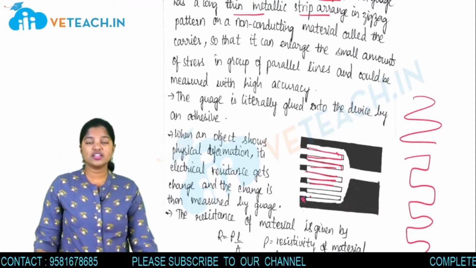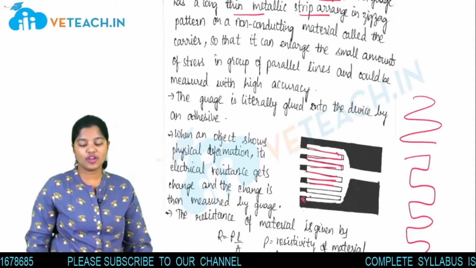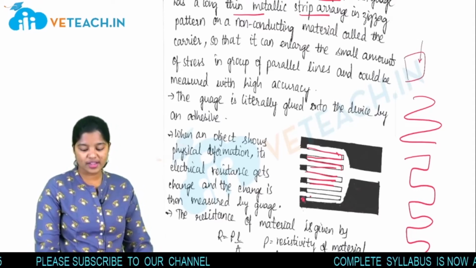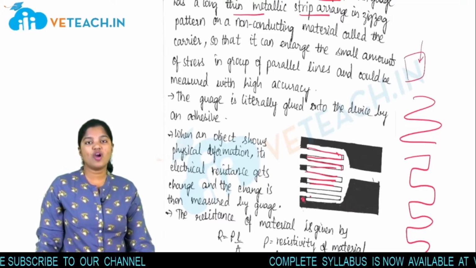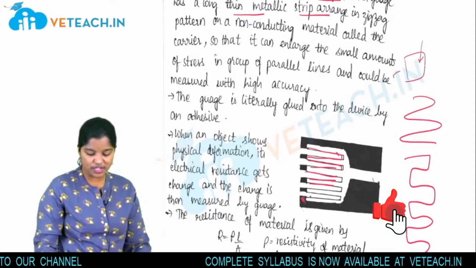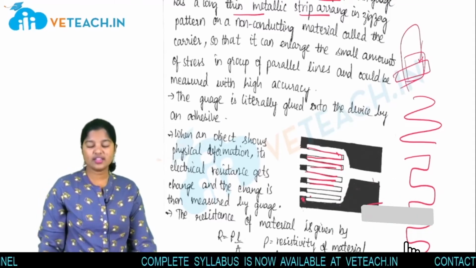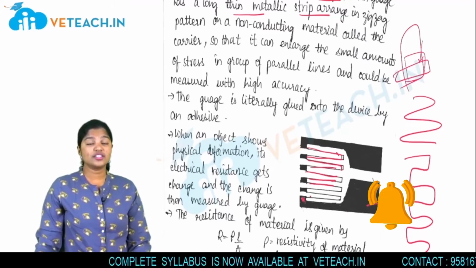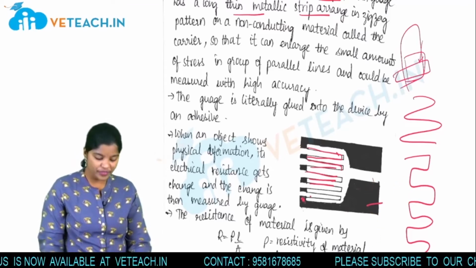The gauge is literally glued to the device by an adhesive. We want to measure the strain of a particular object. So by using an adhesive, that means gum, we can attach this to that object and we can measure the output by using the strain gauge. When an object shows physical deformation, that is narrowing or elongating, the resistance of the strain gauge changes and correspondingly an electrical output is produced.